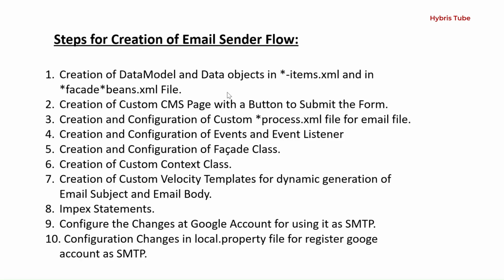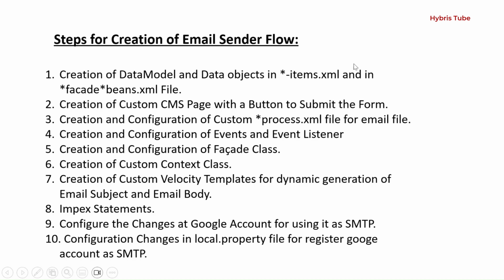So let's quickly jump into the implementation part of the Hybris email sender flow. It consists of 10 steps. In the first step, we will be creating the data model and data objects in the items.xml file as well as in the facade beans.xml file. We will declare the item types in the items.xml file and the data objects in the beans.xml file. So what are the code changes for this?